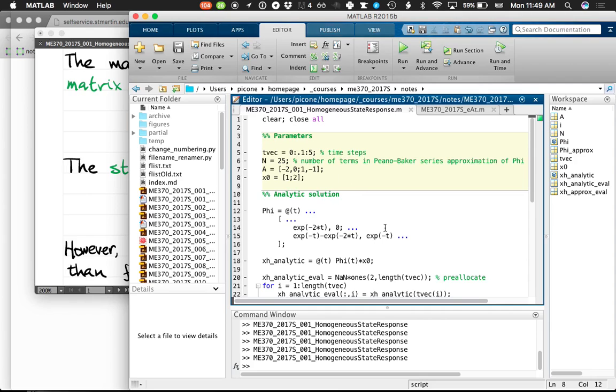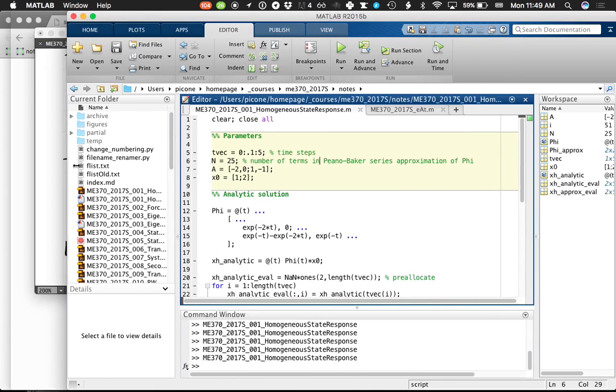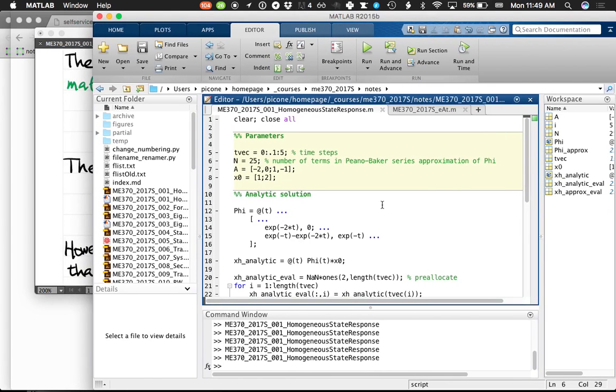So what I did was I said, okay, let's do the first capital N terms in the Peano-Baker series as an approximation for the state transition matrix, okay? And we're going to compare that to the analytic solution that the textbook got in the example problem. I'm going to say, okay, if we just approximate it with like the first 25 terms, how does it do? Is it close? Like, how many terms do we need? So that's what we're going to talk about, how I constructed this on Wednesday.